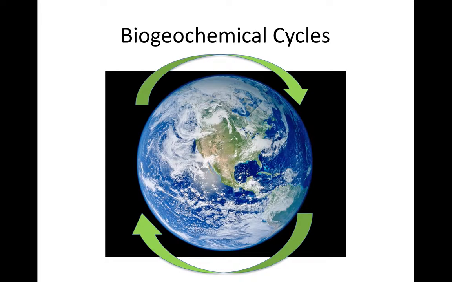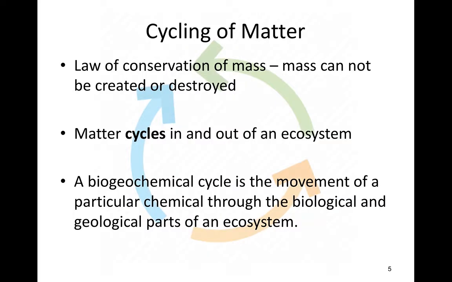Today we'll take a look at biogeochemical cycles. The law of conservation of mass states that mass cannot be created or destroyed. In fact, matter cycles in and out of an ecosystem. It goes through a cycle, like a circle. A biogeochemical cycle is a really long word, but it stands for something.